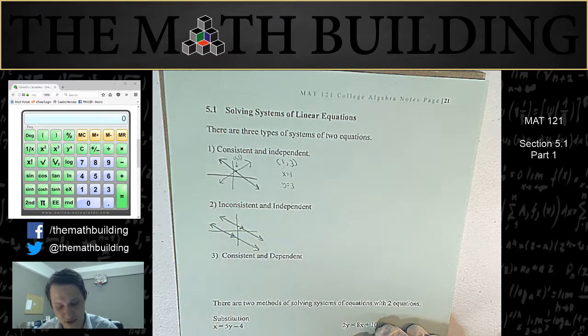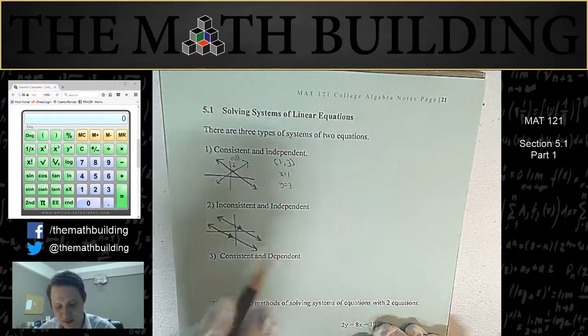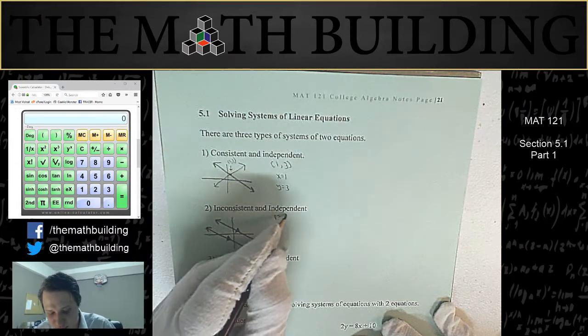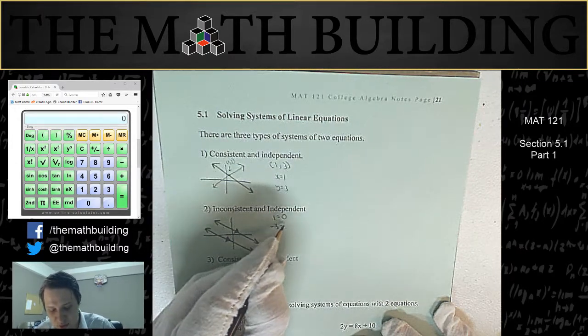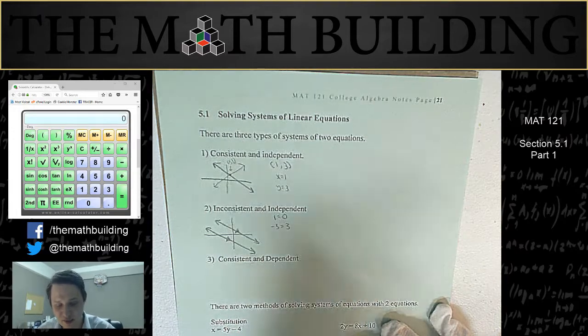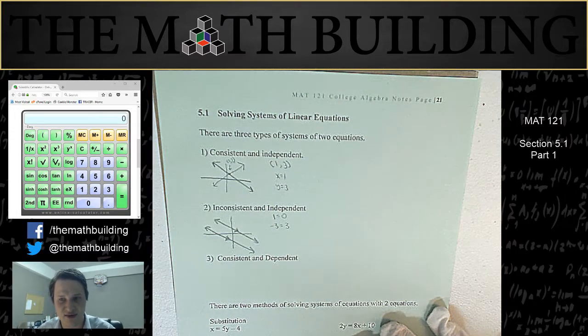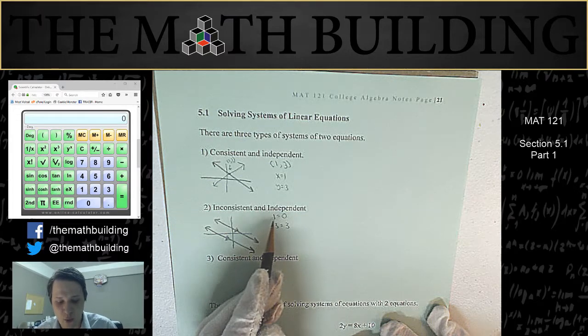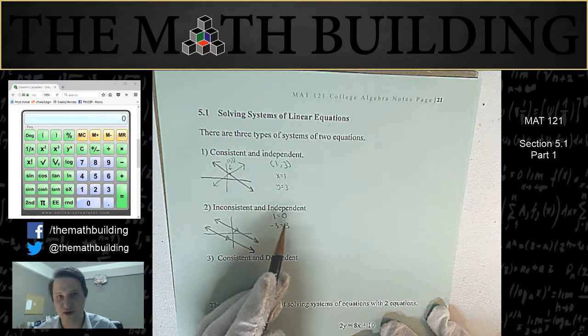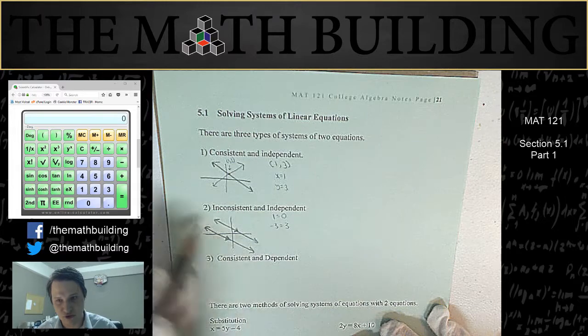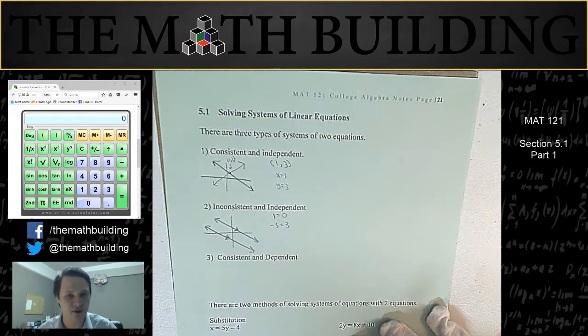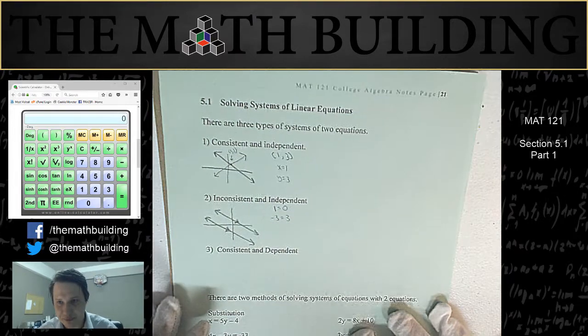Inconsistent means no solution. When you're solving an equation, and you get something crazy like 1 equals 0 or -3 equals +3, if you get something like that, you know you've got a system that's inconsistent. There's no value of x or y that can make 1 equal 0, and so therefore there's no solution. And we'll look at examples of all of these as we go on.